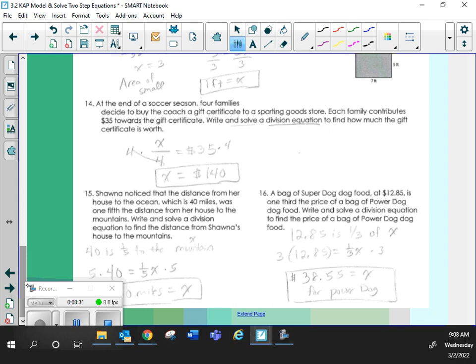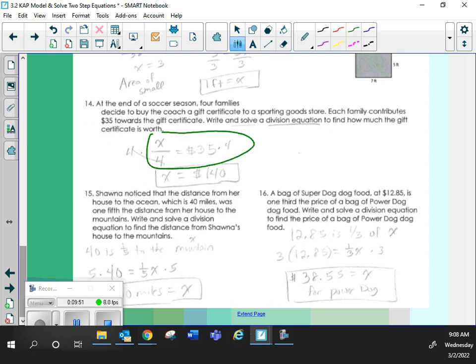Okay, so they don't know how much total money is being contributed, right? That is our unknown. So x is going to be our unknown value. But they do know that each of the 4 families is contributing that amount. So, okay, honestly, I might not have started with my equation like this.